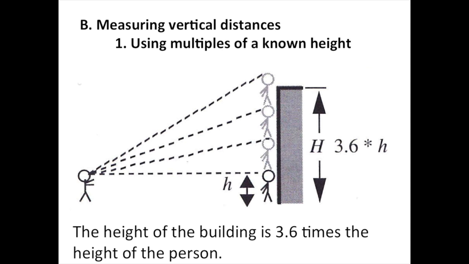Part B is measuring vertical distances, and we'll have two methods for doing this. The first method is to use multiples of a known height. So we can have somebody stand in front of the roller coaster or the big slide or the Ferris wheel, and if we know their height and we estimate how many of those people would need to be stacked up to reach the top point, we can calculate the height. So here the estimation is that it would take about 3.6 of these people. So 3.6 times the person's height would give us the height of the building. So that is our first method for measuring a vertical distance.